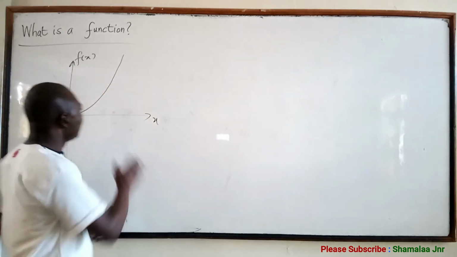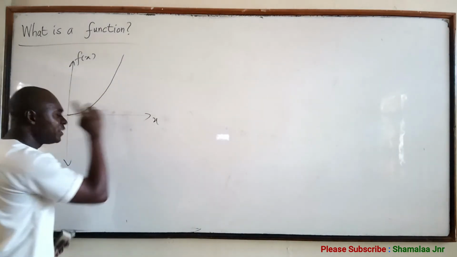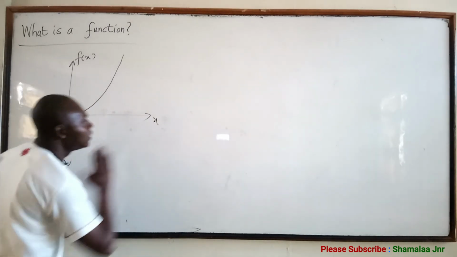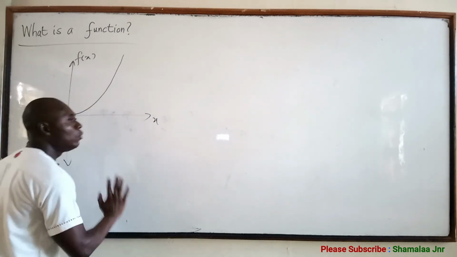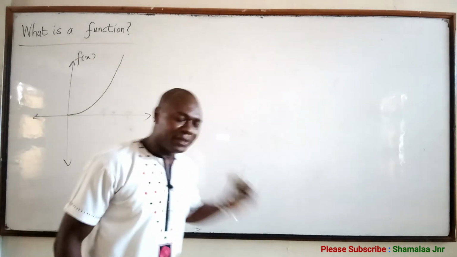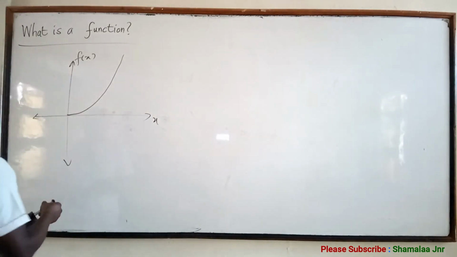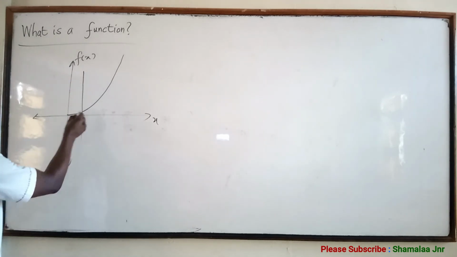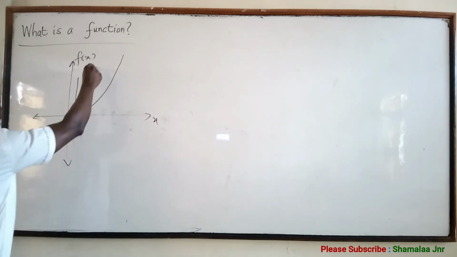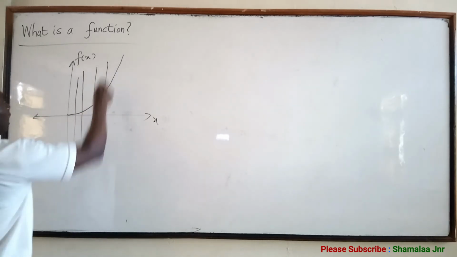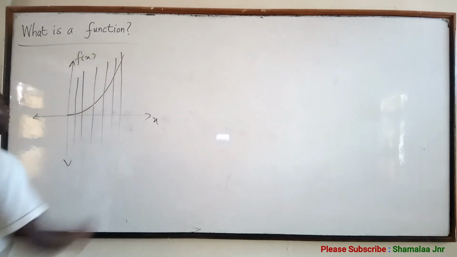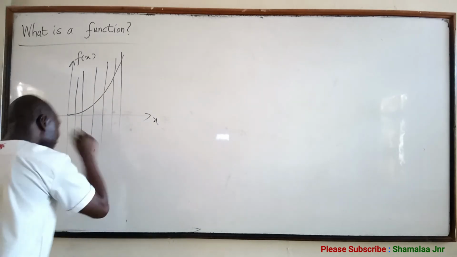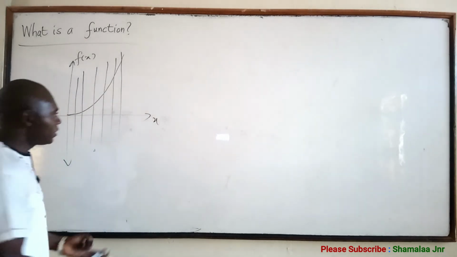When you cut the given curve at only one point, it means that every member of the set X is related to one and only one member of the set Y. So let's look at this graph. If you try to draw a vertical line, look at it. It has cut at this point. Any vertical line at all you draw will cut the curve at only one point. So this graph is a function.